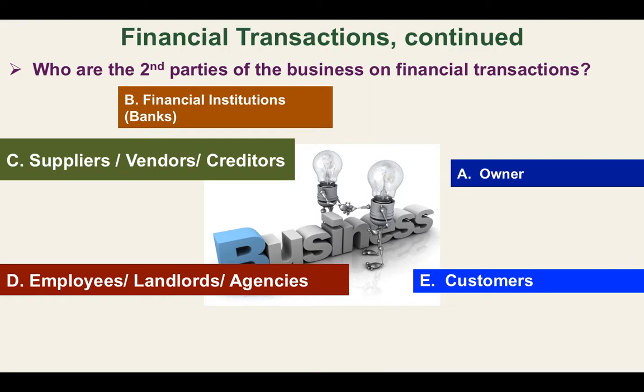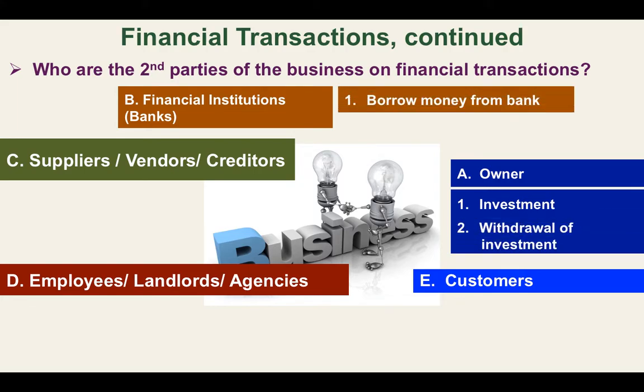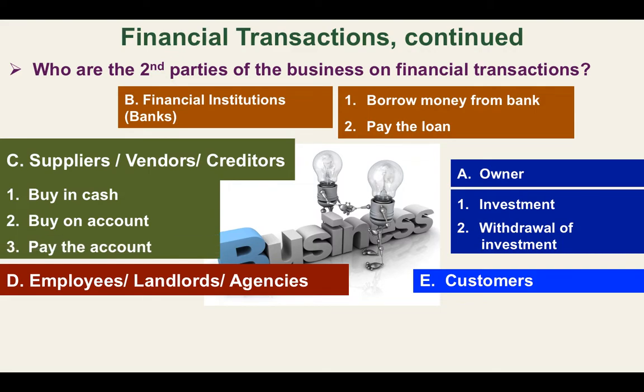Just to remind us, what are the financial transactions with the owner? We have the investment and withdrawal of investment. With financial institutions, we have the business borrowing money from the bank and then paying the loan to the bank. With the suppliers, it's a purchase or buying in cash, or buy on account. The verb that can also be used is purchase on account and pay the account.